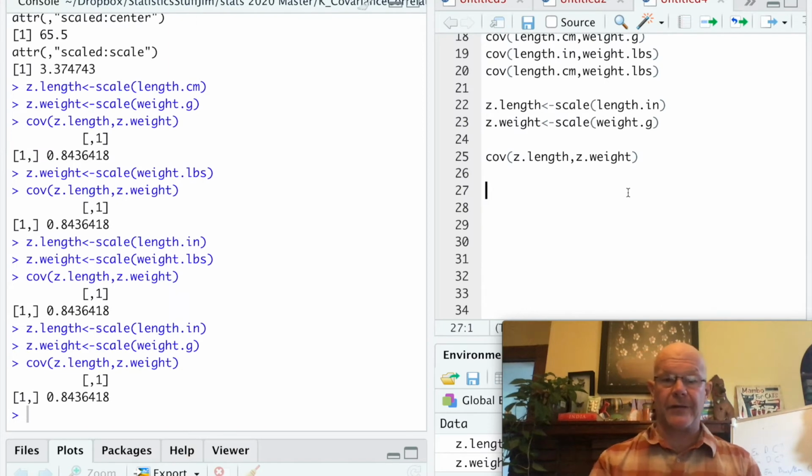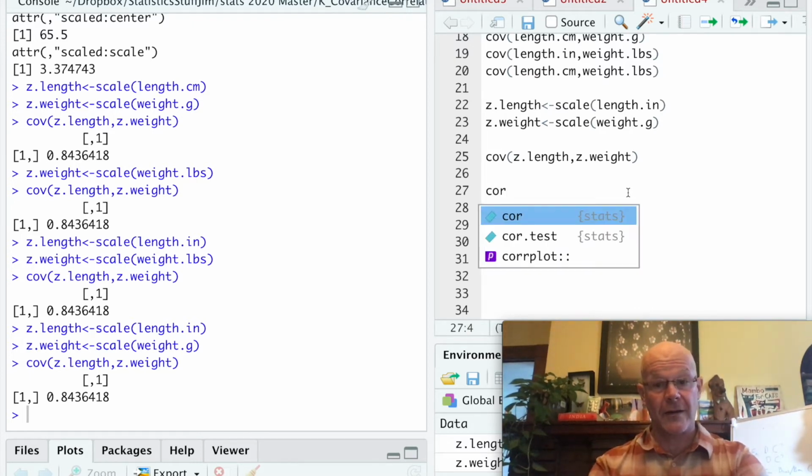Standardized covariance is a mouthful, and so I got a better idea. Why don't we call the standardized covariance correlation? That is correlation. Specifically, that is the Pearson product moment correlation. So all correlation is the standardized covariance.